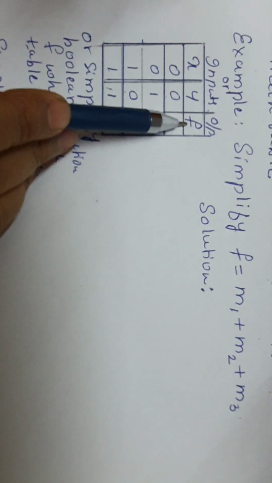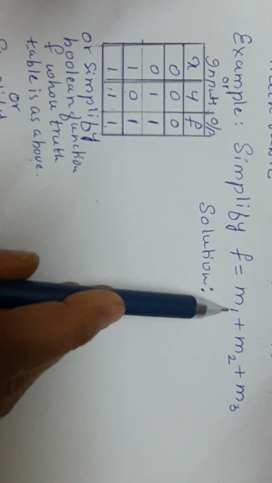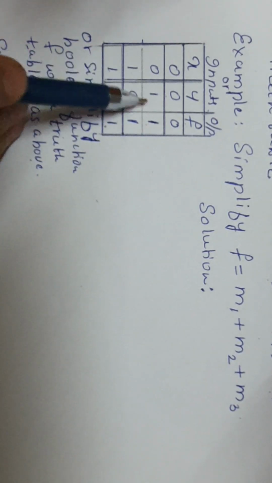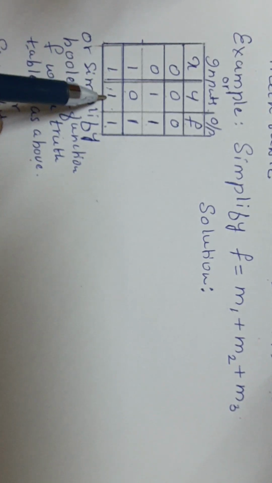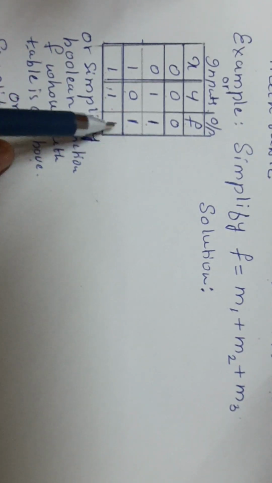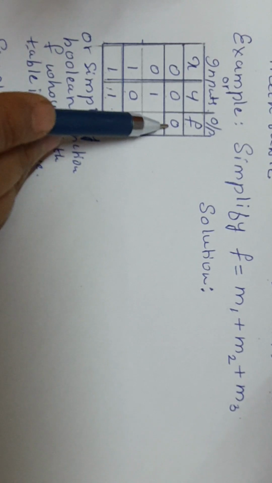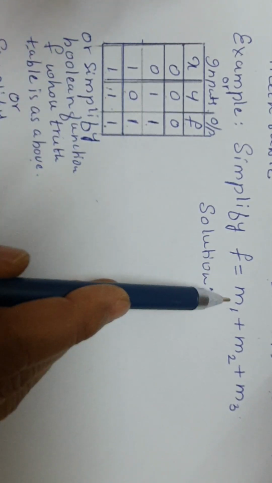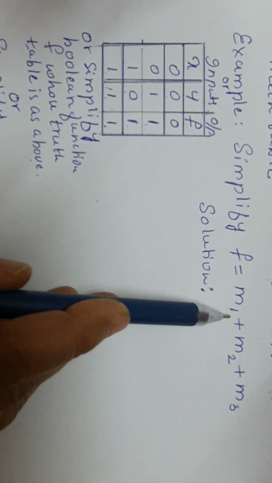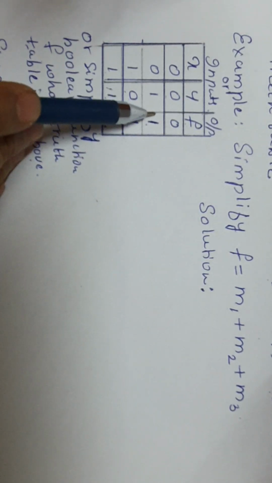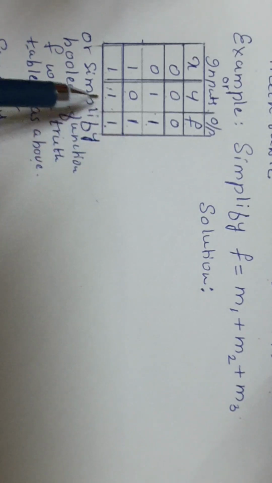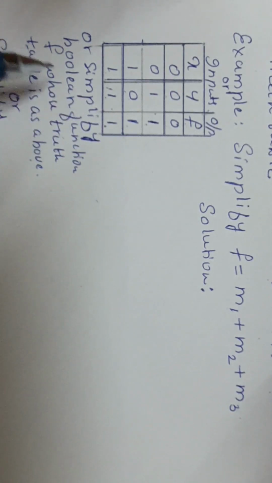f is the given function, where f is 1 for m1 or m2 or m3. So this is m1, m2 or m3, so f is 1, 1 and 1 here. f is 0 for minterm 0, m0, right? It is not included in the given logic function. Simplify this function or simplify the function given in the truth table, both are one and the same. Both the problems are one and the same.